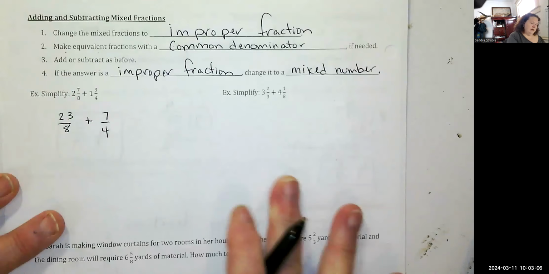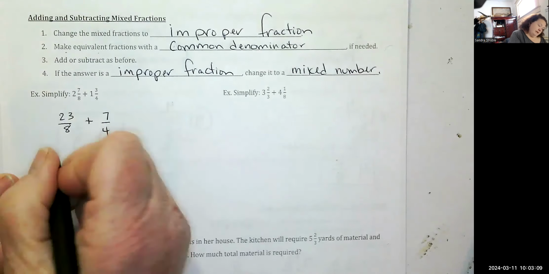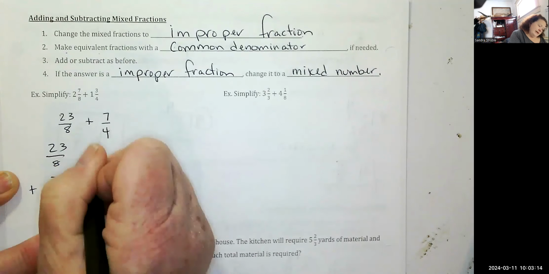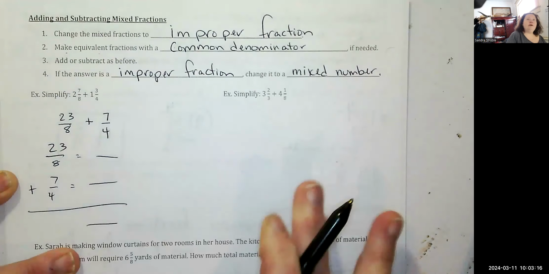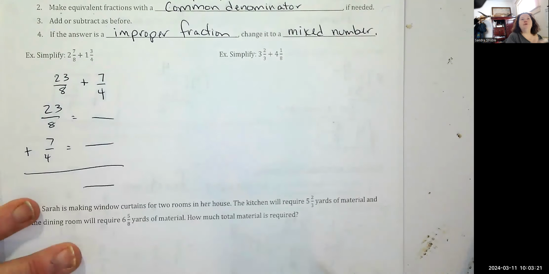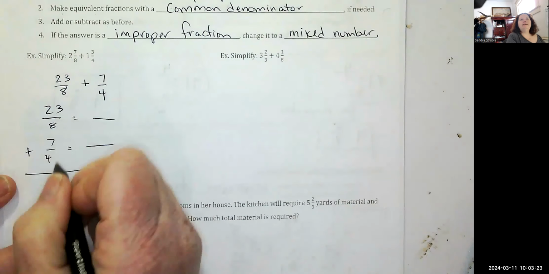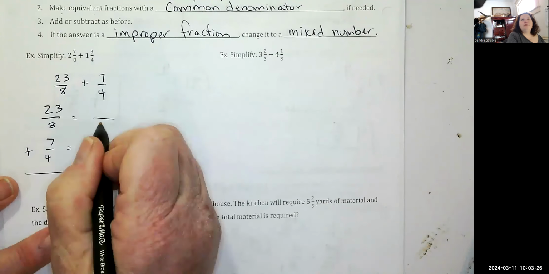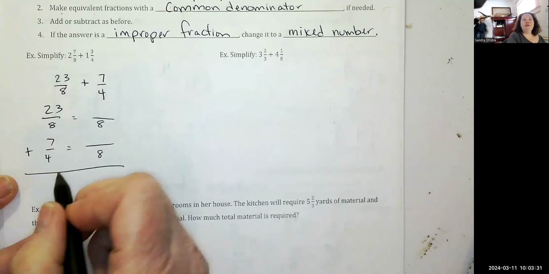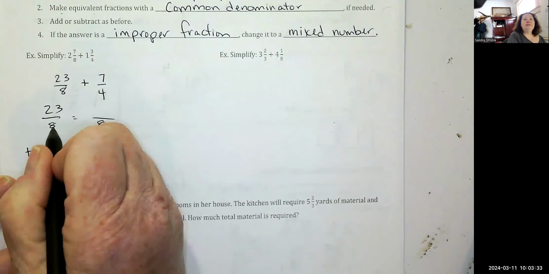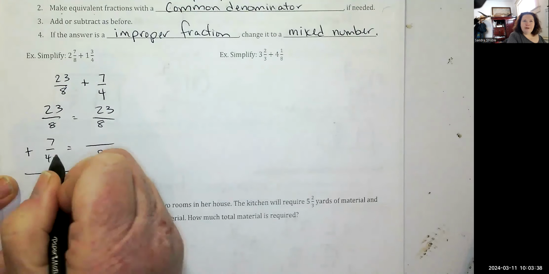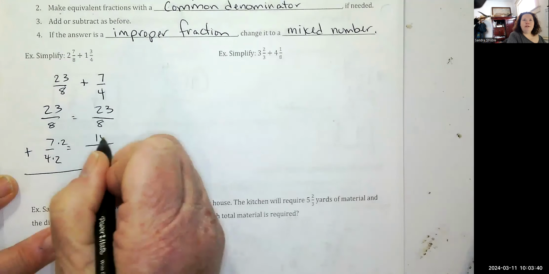Okay. Now I'm going to add them. I'm going to put them the way I usually do to add. So we've got 8 and 4. Multiples of 8 are 8, 16. We don't have to do that because I know that 4 times 2 is 8. So 8 is going to be my common denominator. If you need to write out the factors, please do so. This is the same. This is 8 times 1. So 23 times 1 is 23. 4 times 2 is 8. So 7 times 2 is 14.